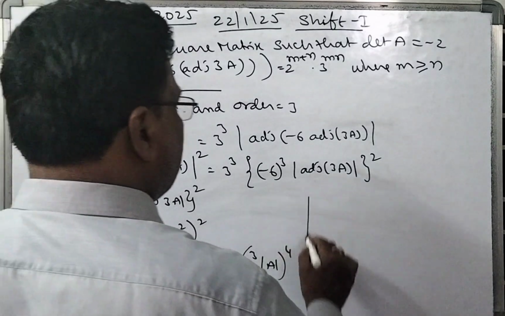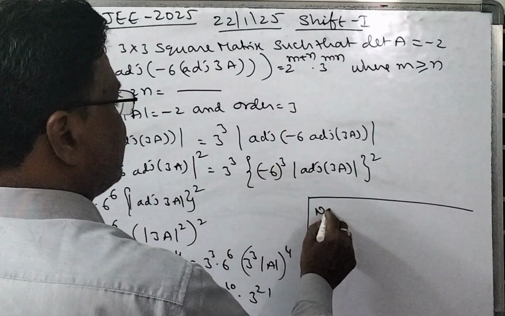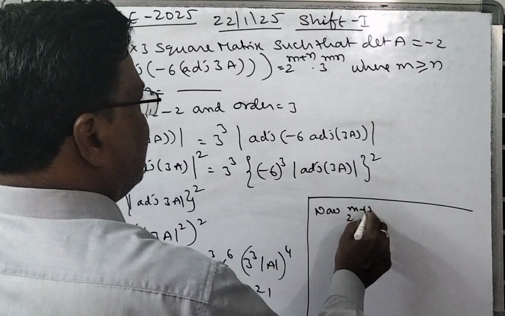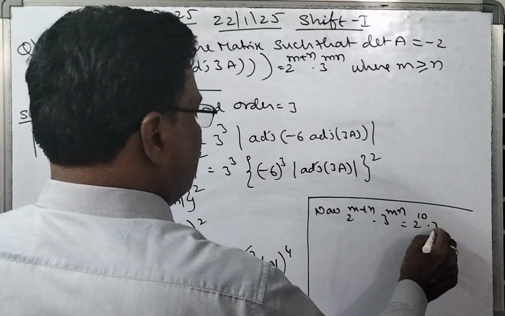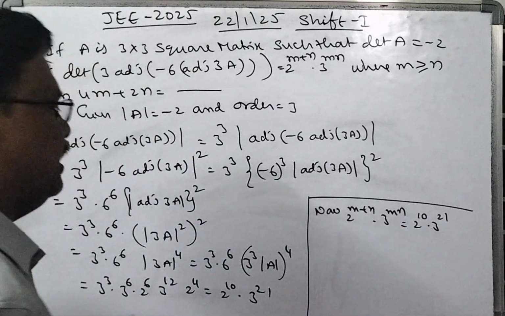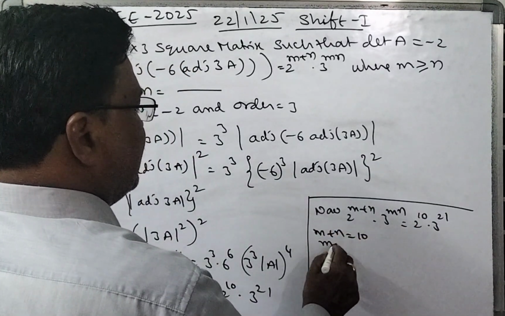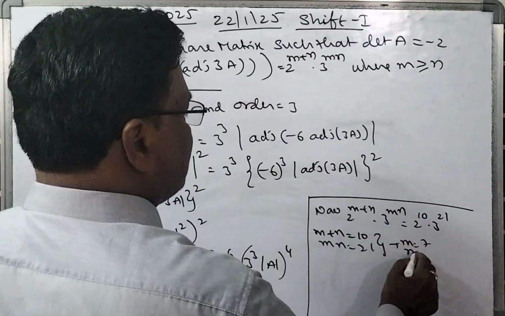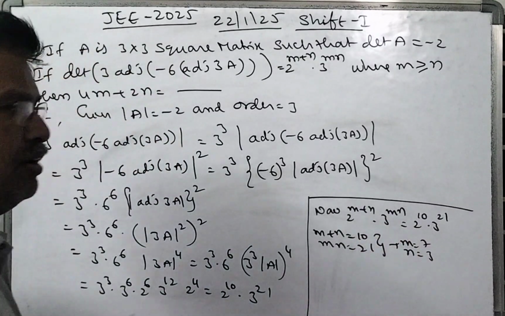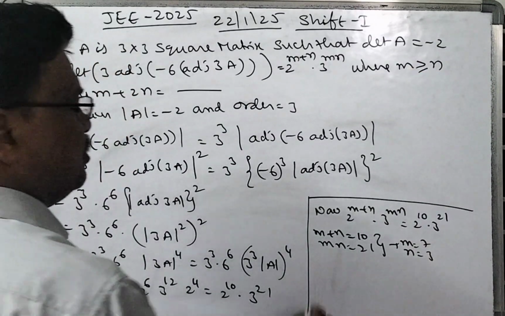Now what they have given is 2 power m plus n into 3 power mn. So 2 to the power of m plus n into 3 to the power of mn is equal to 2 to the power of 10 into 3 power 21. That is, m plus n is equal to 10 and mn is equal to 21. If you solve these two equations, m is equal to 7 and n is equal to 3, because the condition m greater than n is given.